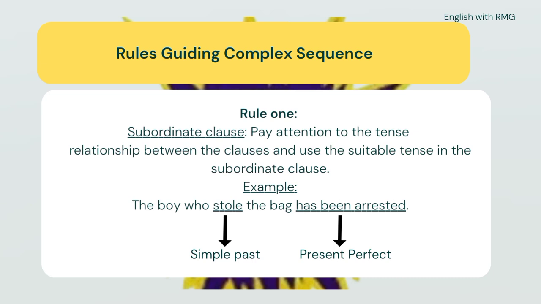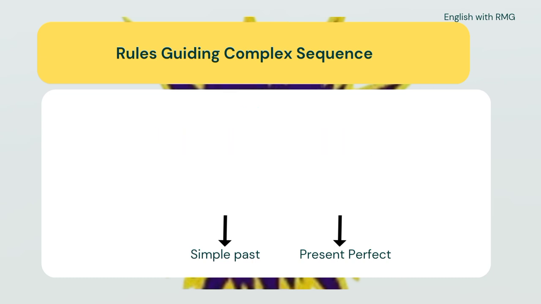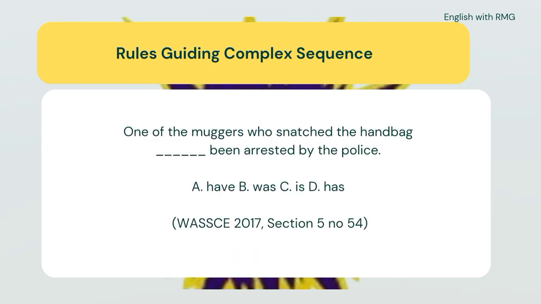So I hope you understand this, and I hope you understand that the major thing you need to do in sequence of tenses is pay attention to the time of event that the sentence is trying to express. So now let's look at an example from the past question. One of the muggers who snatched the handbag been arrested by the police. So who snatched the handbag? That's in the past. So what is going to be our answer based on the earlier explanation? Is it going to be A, have been arrested, or B, was been arrested, or C, is been arrested, or D, has been arrested? So this is a question from 2017 WAEC past question.